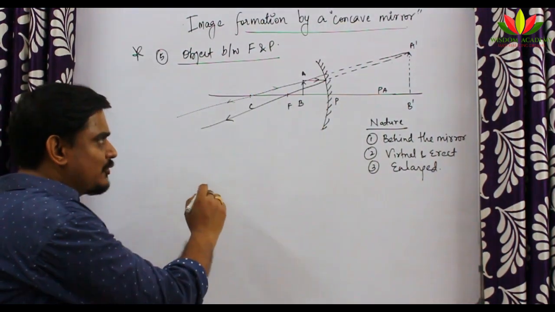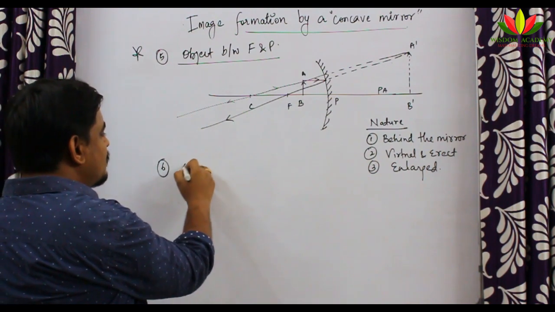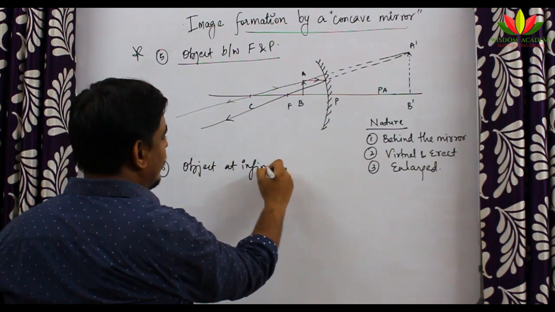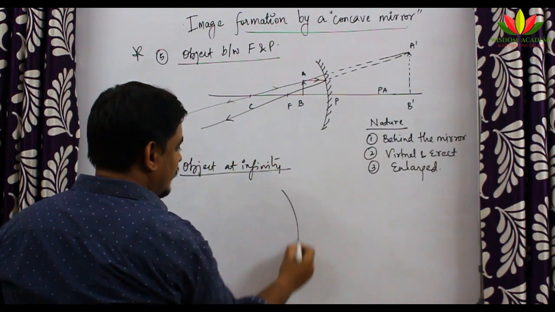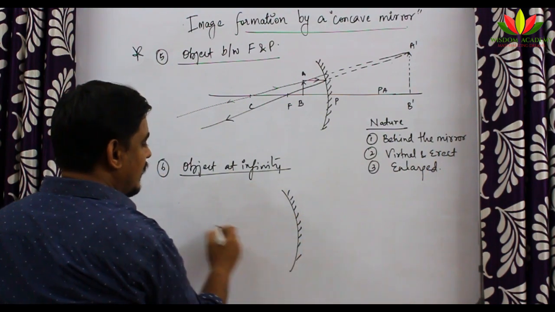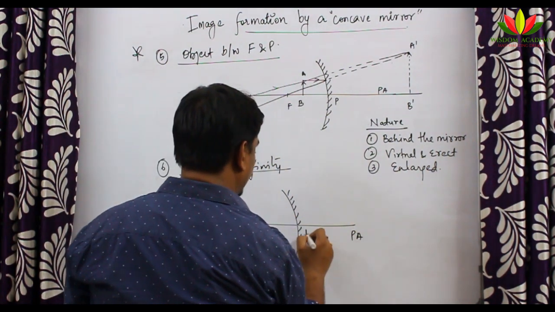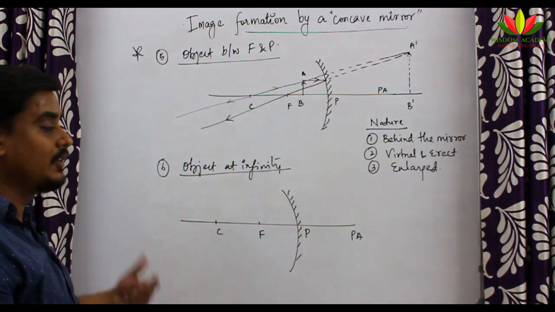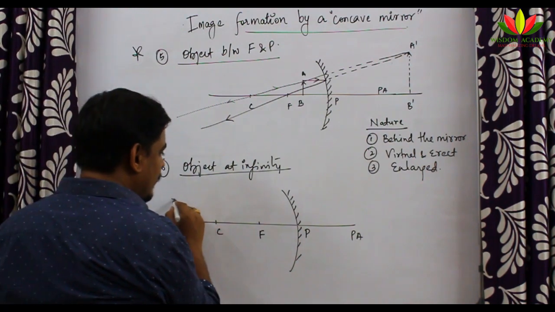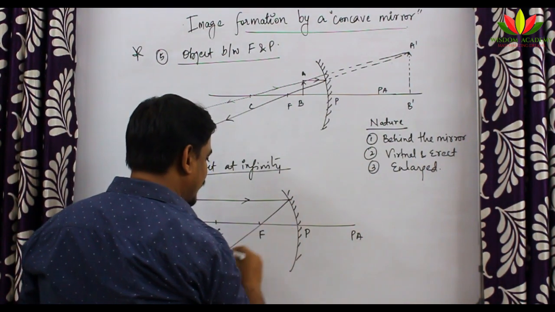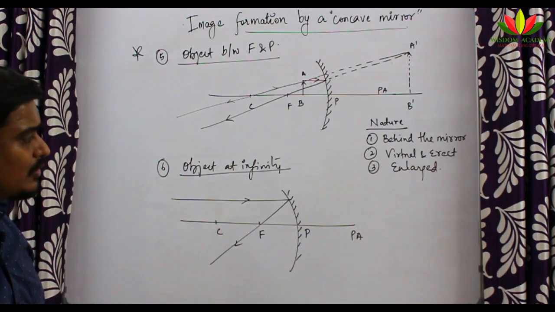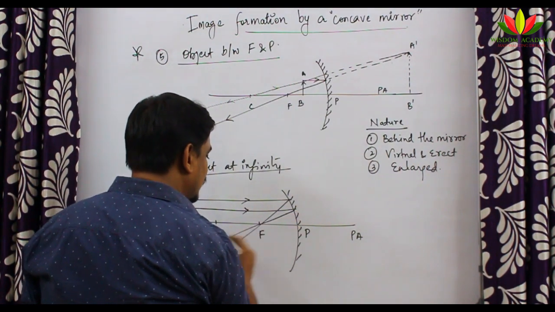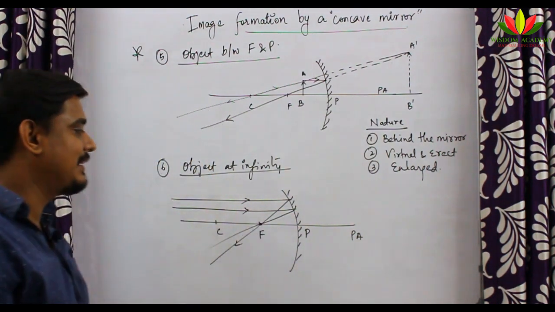Then actually one more image formation can be done when the object is at infinity. So I will keep the object at infinity and let us see where the image gets formed. This is the concave mirror, the principal axis, pole, focus and center of curvature. I am assuming the object to be at infinity. From infinity, I will take one ray coming parallel to principal axis, passing through focus. Second ray also, I can take it to come parallel to principal axis, it will also pass through focus. So can you see both the rays met at F.